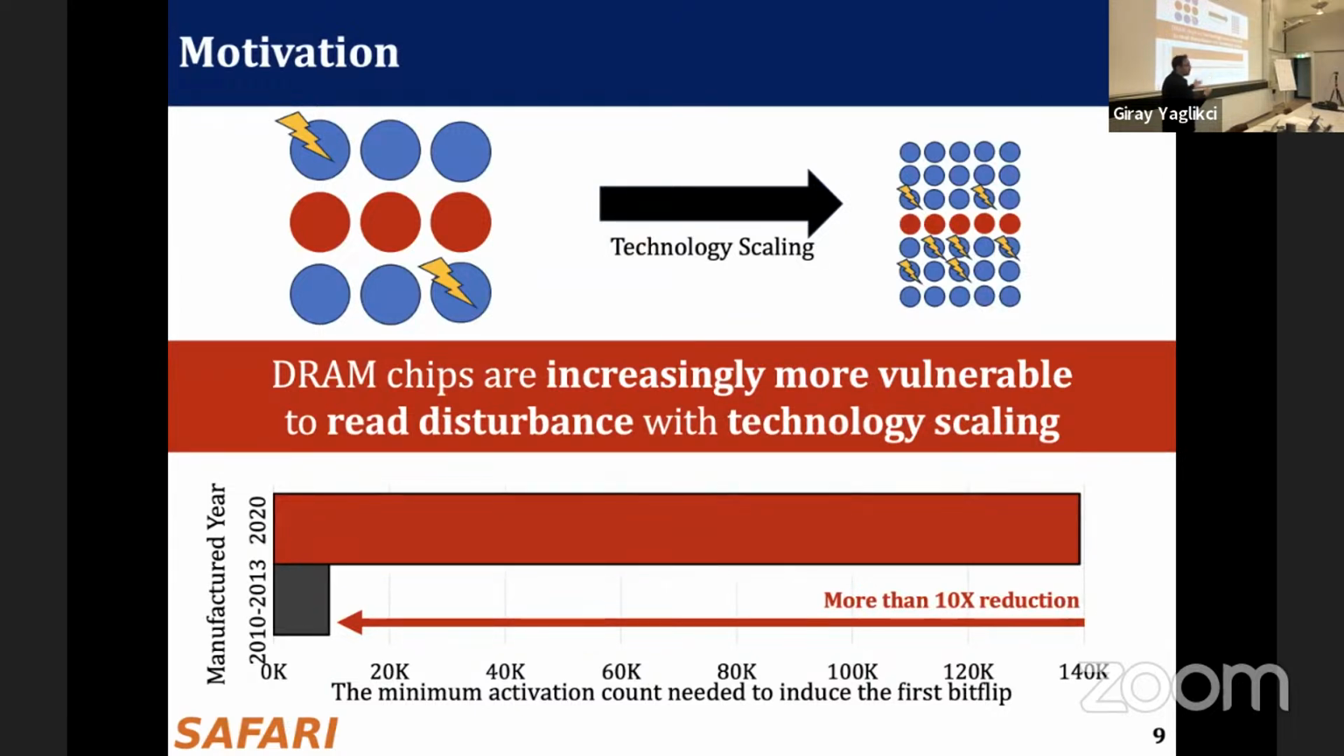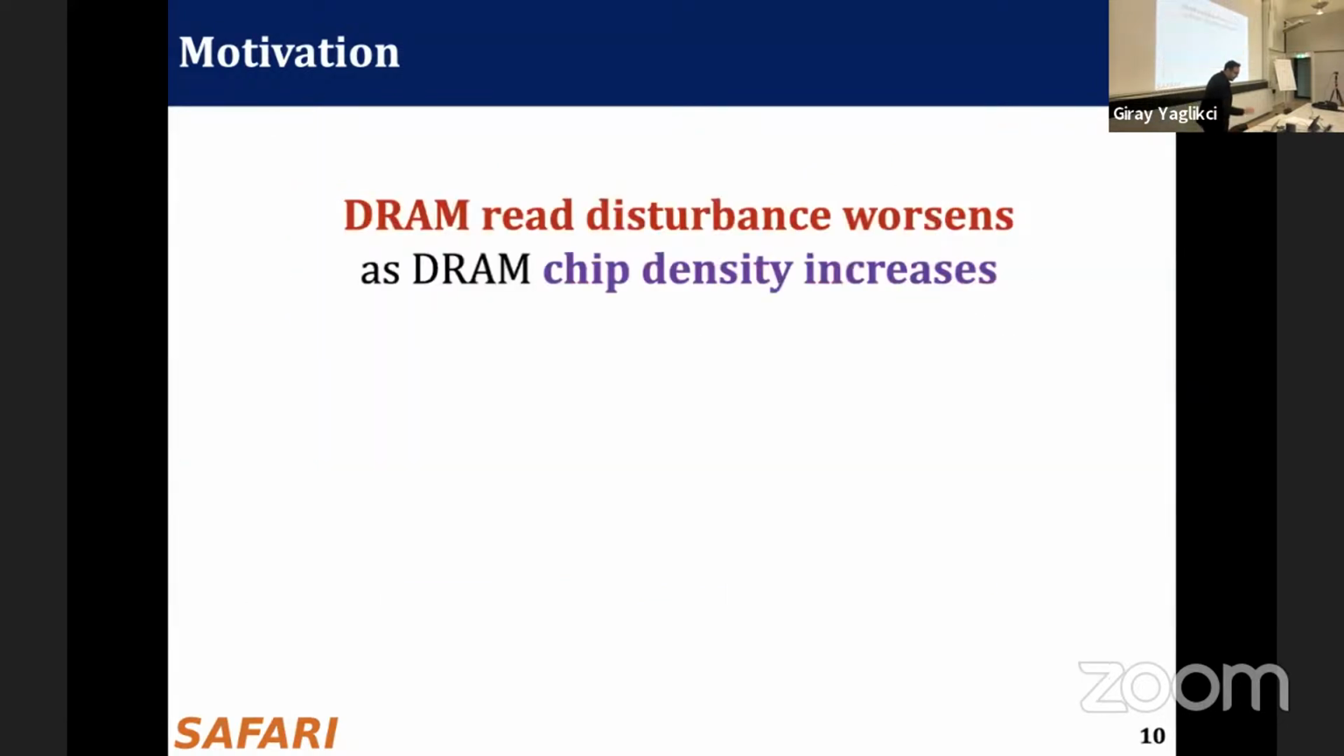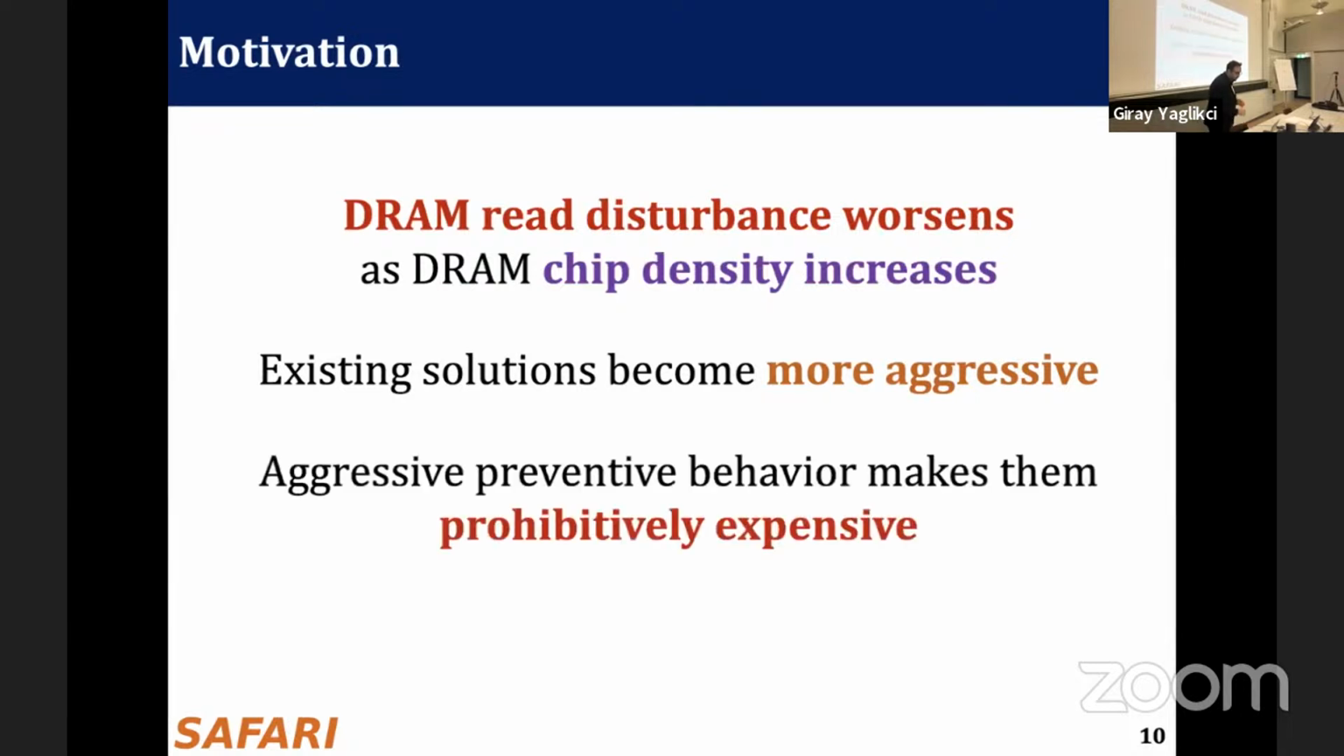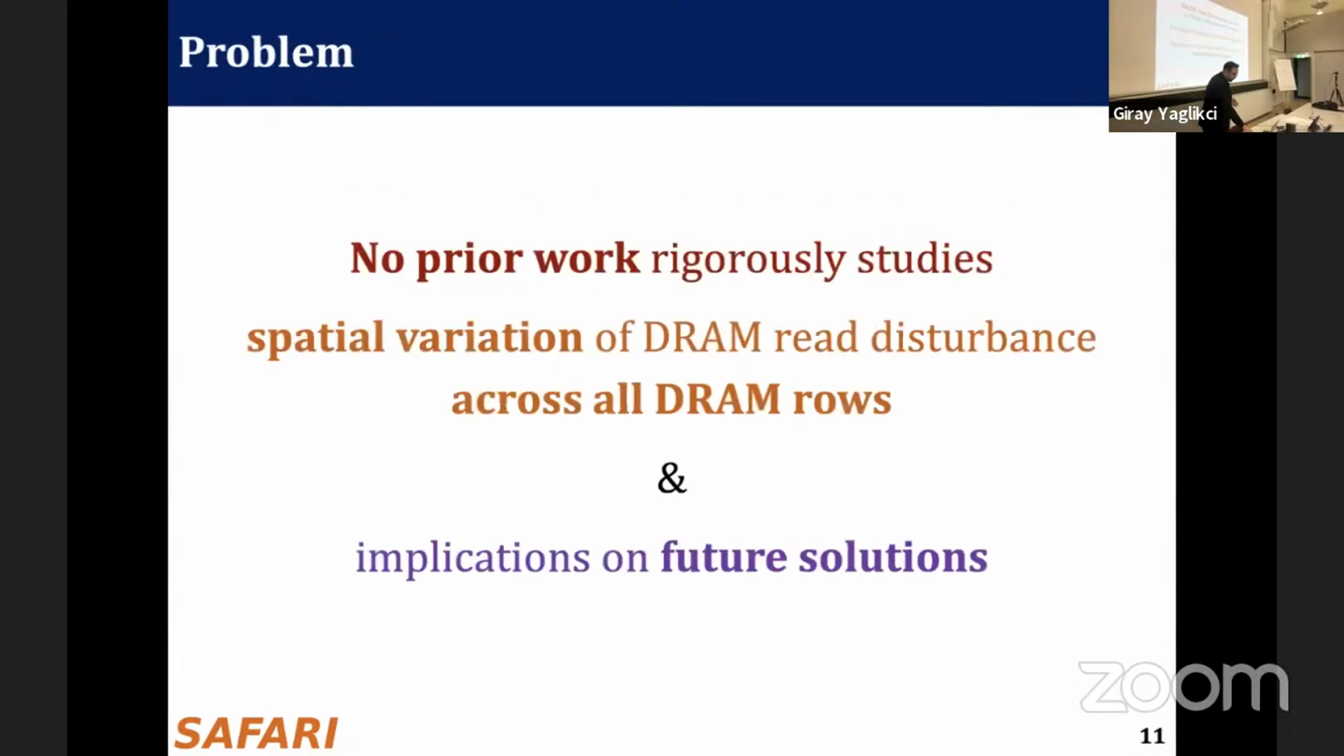Our motivation is about technological scaling. As we go to smaller chips and chips get closer to each other, we have more than an order of magnitude reduction in the minimum activation count we need to perform to induce a bit flip. I think when Nisa is presenting, she will also show 2 orders of magnitude reduction. This slide is a little bit stale. DRAM read disturbance worsens as DRAM chip density increases, and existing solutions become quite aggressive. And this aggressive prevention makes them prohibitively expensive going forward.